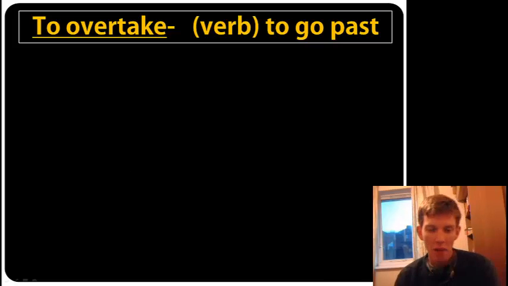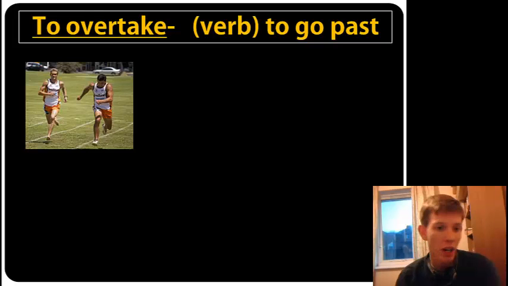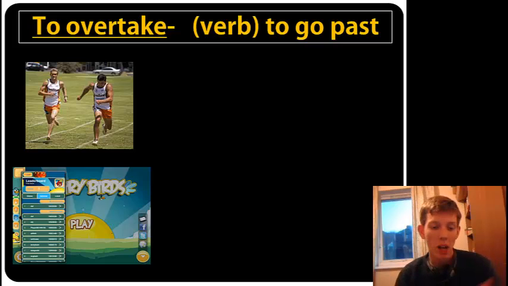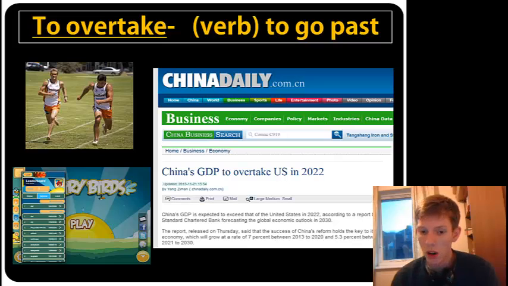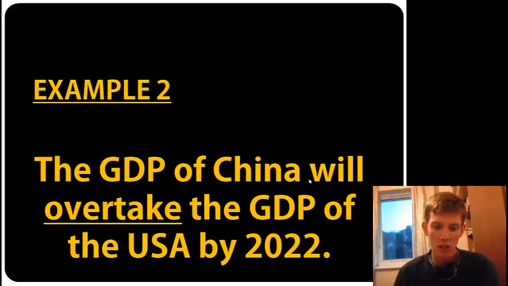Overtake doesn't only have to be cars. It can be running, so you could overtake someone in a race. It could be if you're playing a game and you get better than someone, you overtake them in the leaderboard. Or it could be countries. So for example, this news story says China's GDP to overtake US in 2022. So that means China's GDP is going to go past or get higher than the US by 2022. So here's the sentence. The GDP of China will overtake the GDP of the USA by 2022.